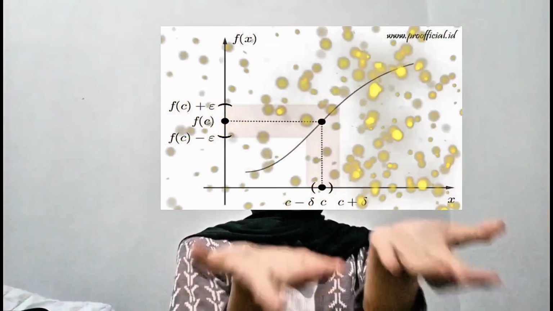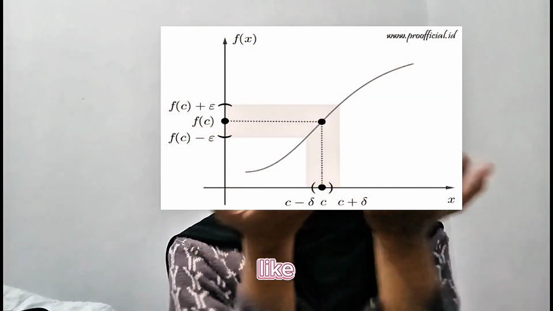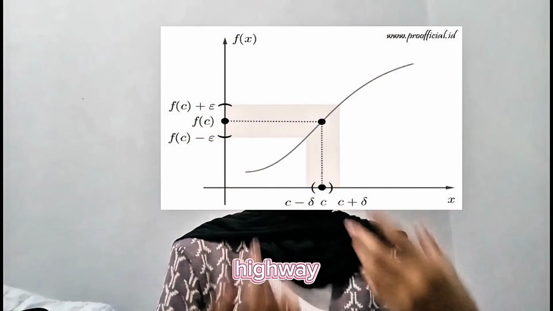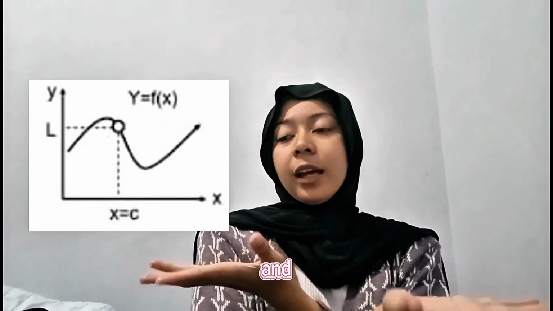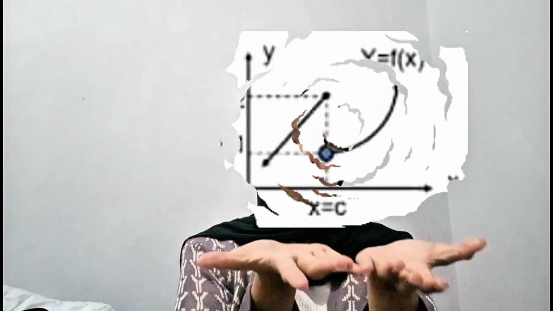Why? Because polynomials are continuous like this, smooth like a freshly paved highway. They have no jumps, no holes, and no hidden bricks. And because they're continuous, to find a polynomial limit, you usually just plug in the number directly.